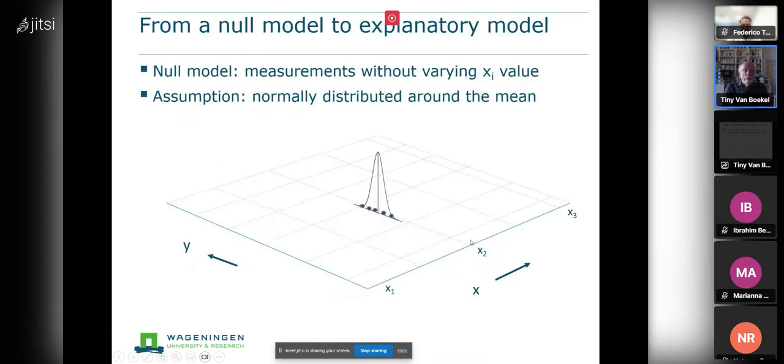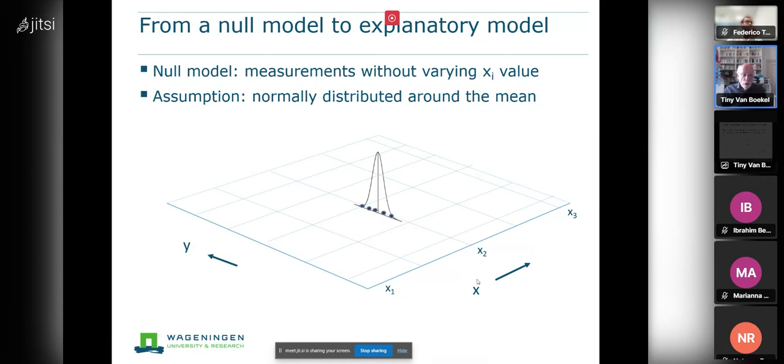Now, this was, of course, a very simple example, and I want to move now from a null model to a more realistic model, what is called an explanatory model. We want to explain why, for instance, the size of apples depends on weight.